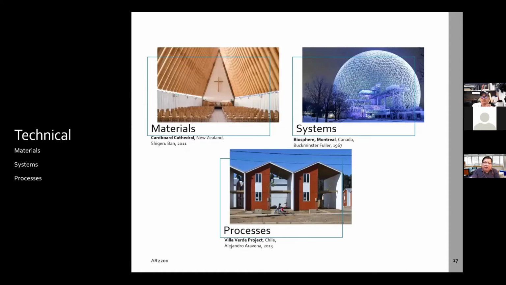Or the issues that you will have to tackle might be related to technical issues. One is about materials. So you are asked to innovate, maybe, or use some new materials. This is the cardboard cathedral by Shigeru Ban. Those roof frames there are actually made of paper tubes. Or maybe a new system, either you invent it, or maybe a system that you want to adapt, no? Like when Buckminster Fuller made the dome during the Biosphere Expo in Montreal in 1967.